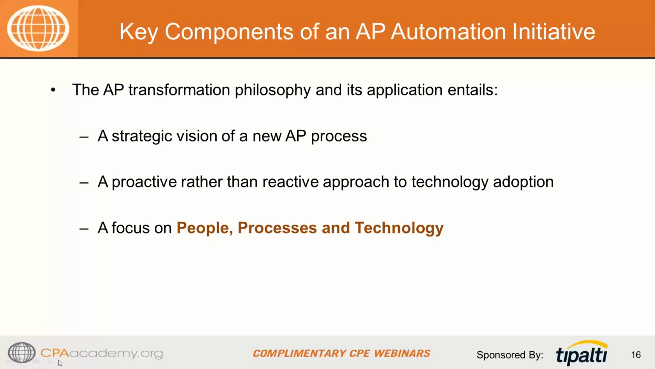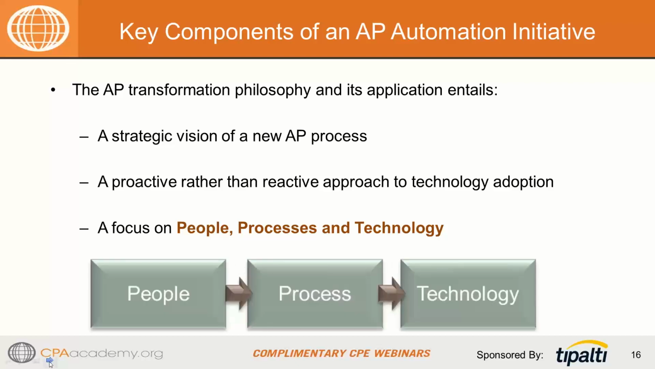If we take a look at the key components of an automation initiative, it's a transformation philosophy, and it actually entails a new strategic vision of a brand new AP process. It should be a proactive rather than a reactive approach to adopting the technology, and it's a focus on people, process, and technology. We'll come back to that key point as we go through the remainder of the slides.